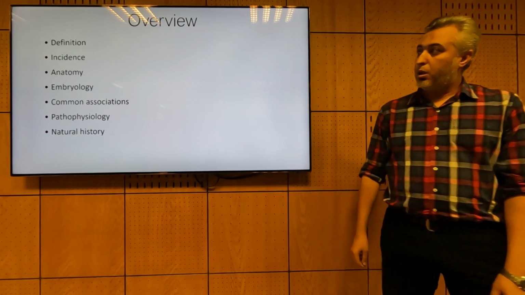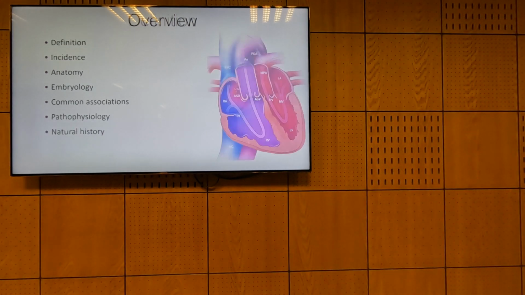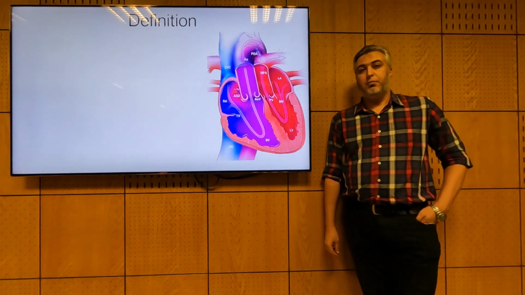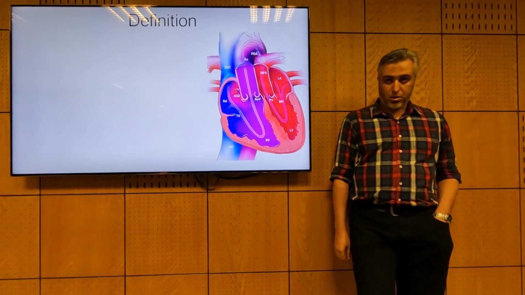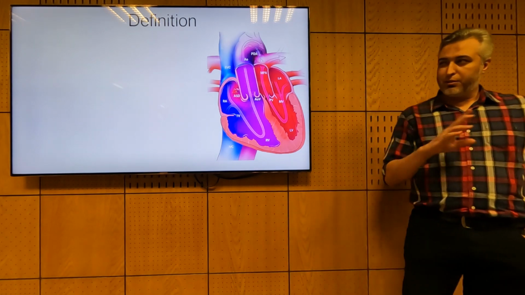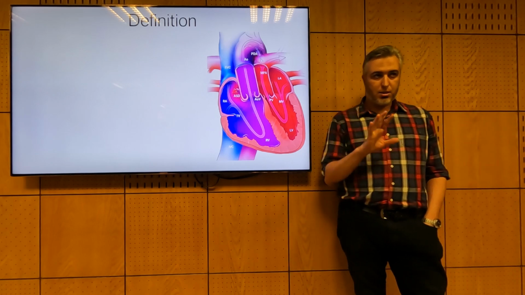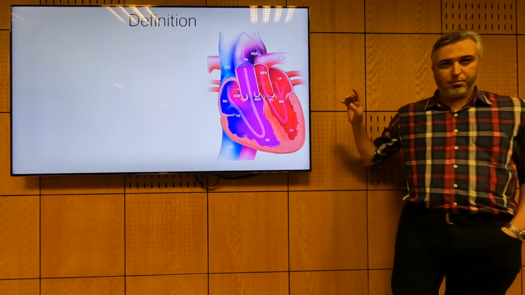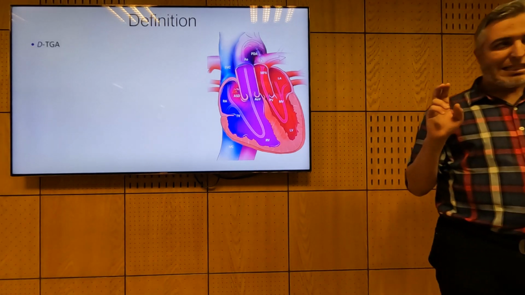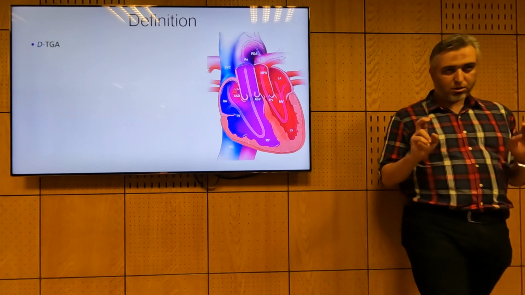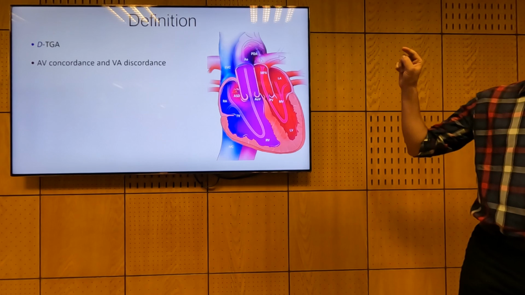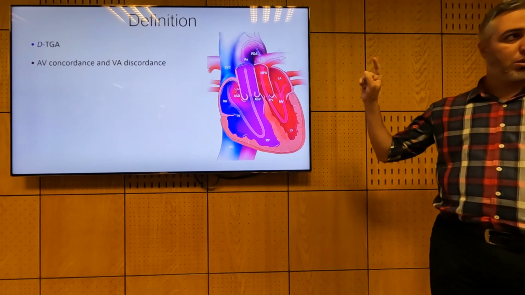So let's start. When we say TGA, meaning transposition of great arteries, what do we actually mean by that? Different people mean different things, and there is some confusion there. We'll be defining TGA, essentially D-TGA, dextro-TGA, as AV concordance, VA discordance.